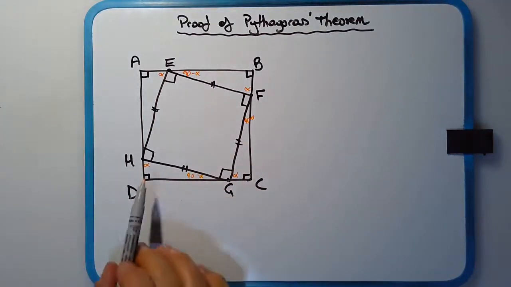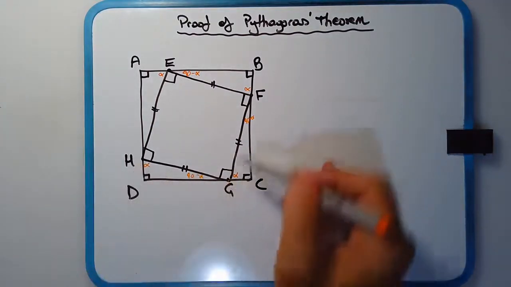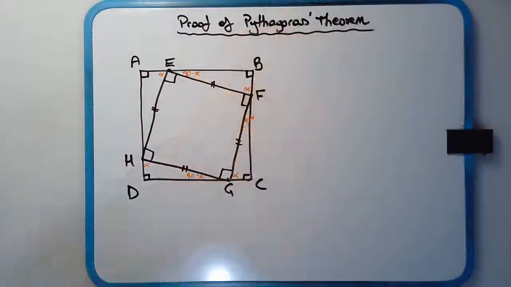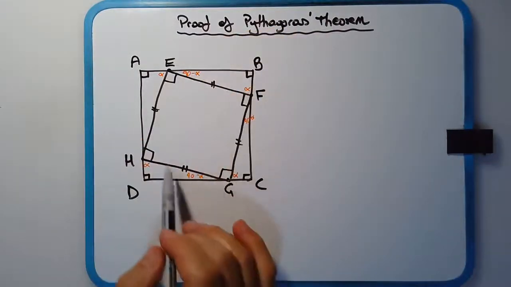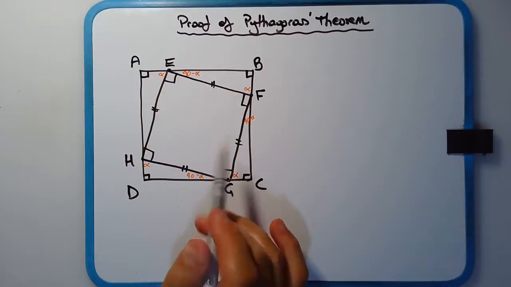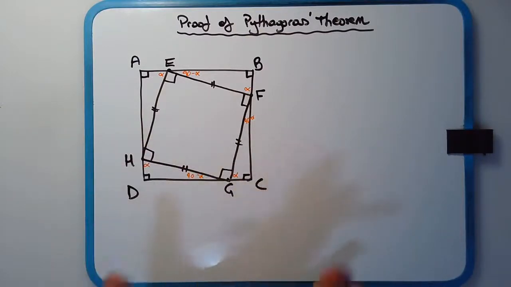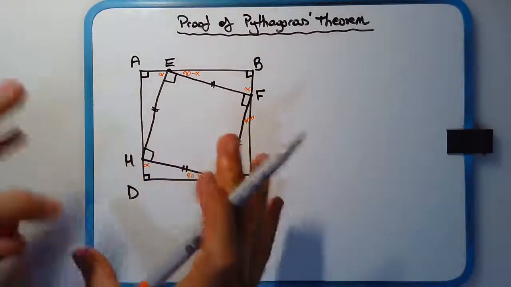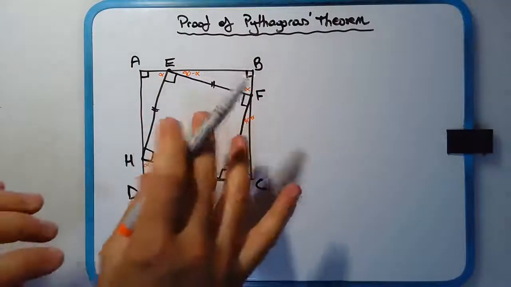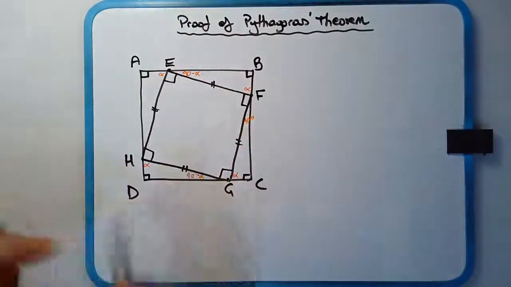And you've also got HG, GF, FE, and EH equal because they are the sides of the smaller square. So I'm not going to write that proof. I think it's easy enough to see, and I'll leave that up to you to write that proof out. I might do that in a later video perhaps. All right, now let's see if we can relate the areas of these triangles and the smaller square to the area of the larger square.